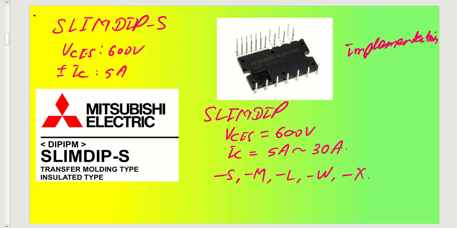As you can see, the part description is basically a capability of 600 volt and a current rating of 5 ampere, and we have various other parameters. This particular SlimDip package goes from 5 ampere to 30 amperes with different versions like S, M, L, W, X. Our aim is to start with the S package. So SlimDip S we are going to talk about, and we will talk about the complete circuit around this.